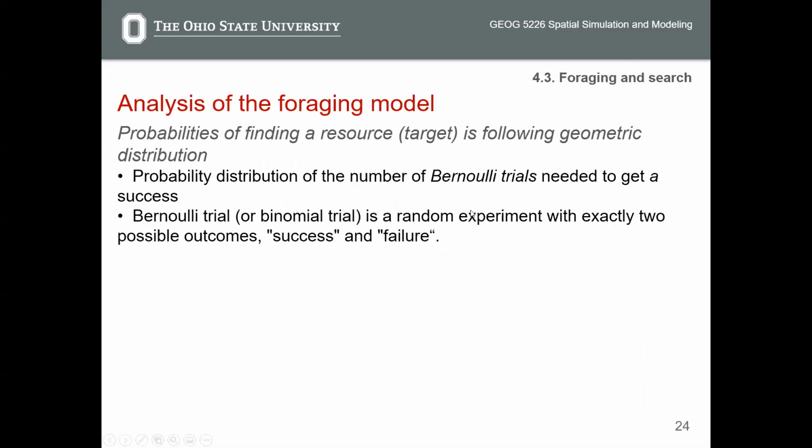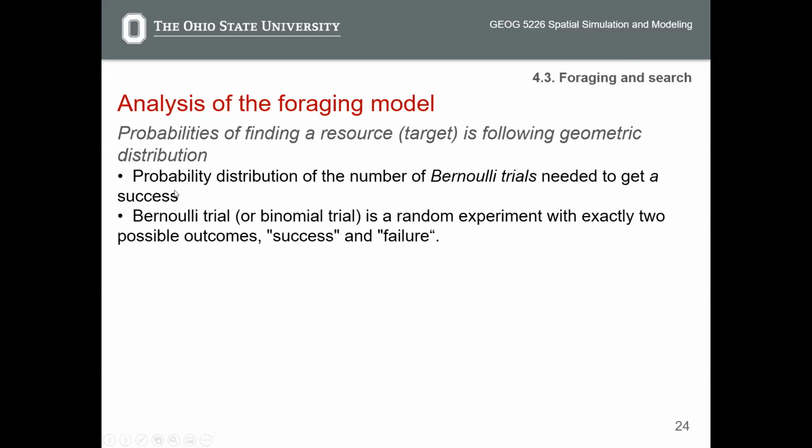Okay, let's do some analysis of this very simple foraging model. The probability of finding a resource or target follows something called the geometric distribution. So this is a conclusion. But what is geometric distribution? If you have ever taken a statistics class, you should have learned this distribution before because it's very basic. But let me just review it and explain it here.